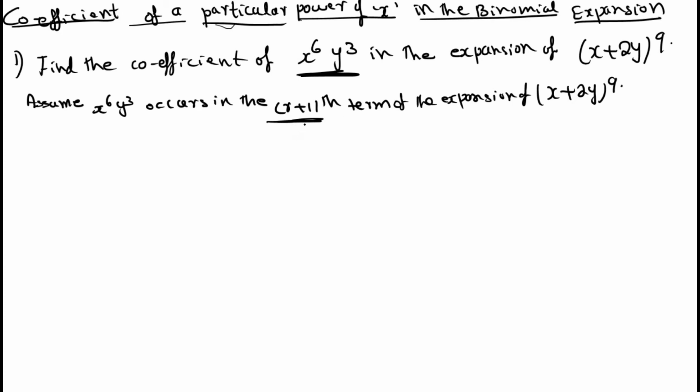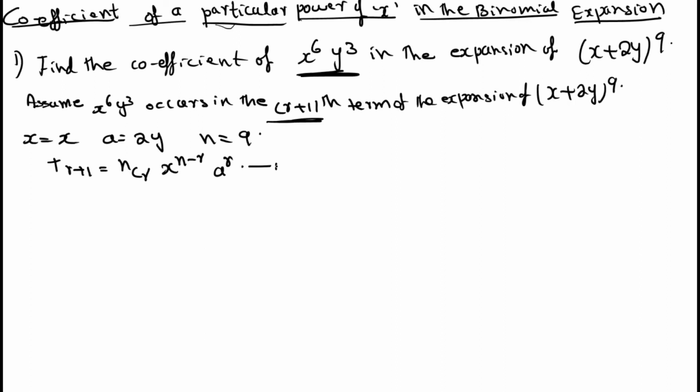So in the next step we need to calculate the general term. For that reason, see, the first term x is equal to x, the second term a is equal to 2y, and the index n equal to 9 is there. In the next step, write the general term formula. T(r+1) equal to nCr into x to the power n minus r into a to the power r. Take it as equation 1. Now see, here the r value is not given. You need to take it as r itself. The first term value is there, the second term value is there, and the n value is also there. But the r value is not given. So you need to keep r as r itself.